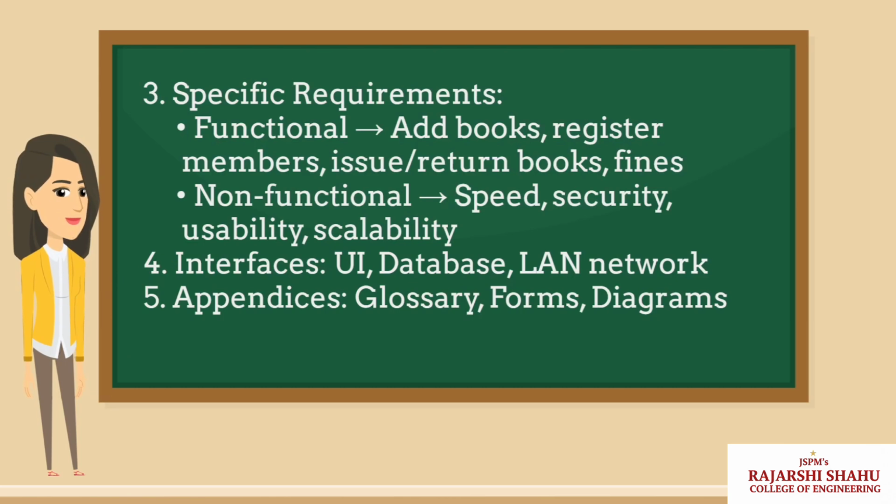Next are the specific requirements. Functional ones include adding books, registering members, issuing and returning books, and calculating fines. Non-functional ones specify that transactions should finish within 2 seconds, that only authorized librarians can modify records, and that the system must be reliable and easy to use. The interface requirements describe the user interface, database integration, and LAN communication. Finally, the appendices include supporting materials like a glossary, sample forms, and system diagrams. This example shows how an SRS covers both what the system does and how well it should perform.